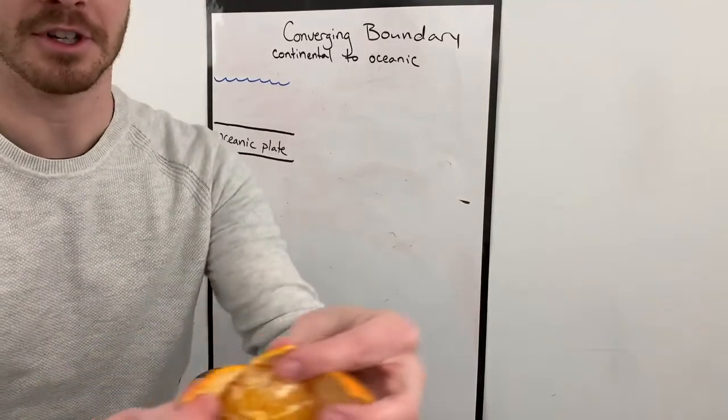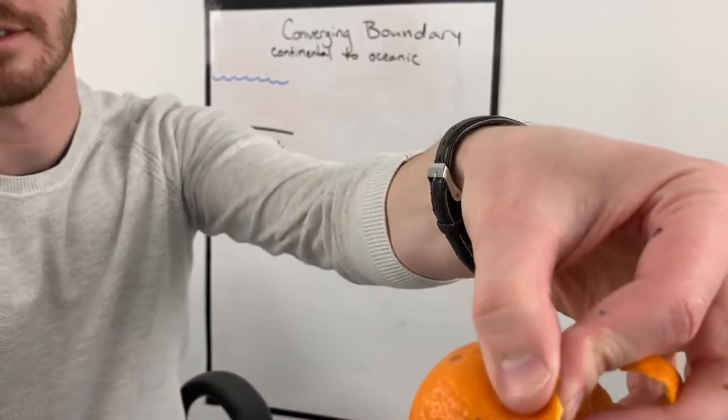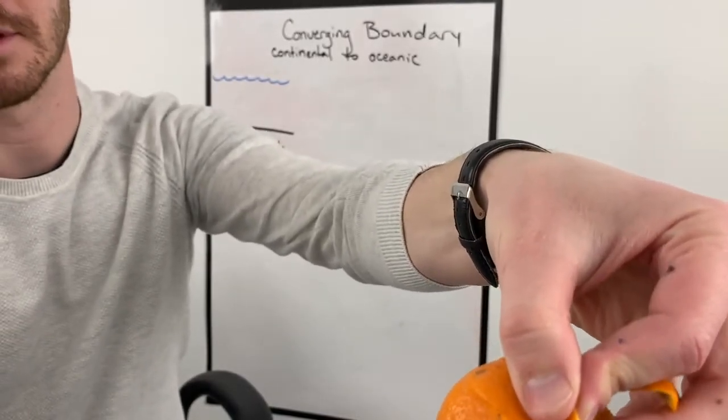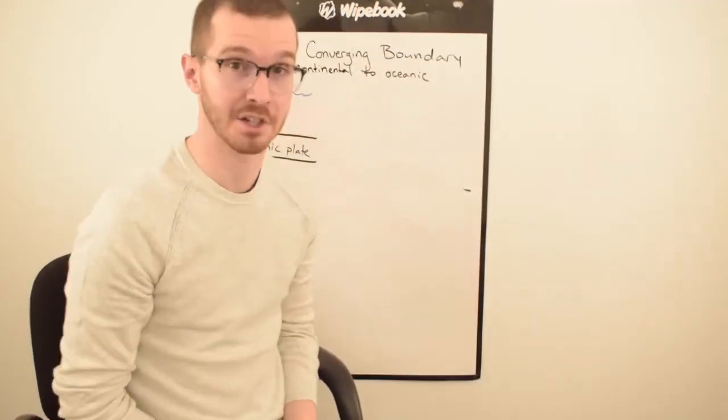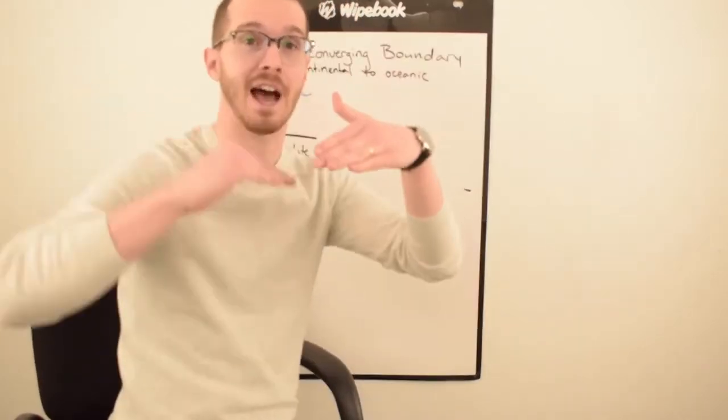As I can show you in this orange, when I have two plates coming together, they're going to push on each other, and eventually one of them is going to slide over top of the other. In your textbook, they call that subduction, and that's one of the vocab words. We're going to talk about that. Subduction means it's being pushed underneath.